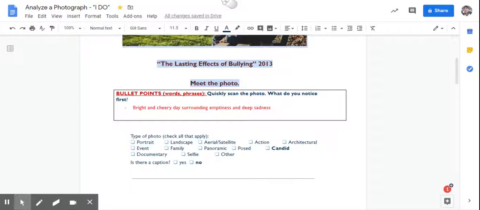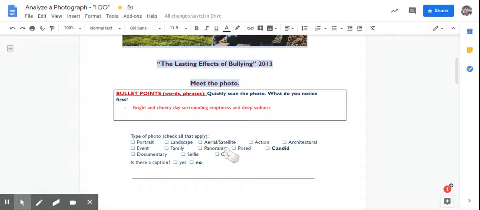Landscape. Let me go to the landscape example. Here we go. Here's an example of landscape photography. It represents natural inland or coastal scenery, which this is an example of. We see a pond. So we got that one.